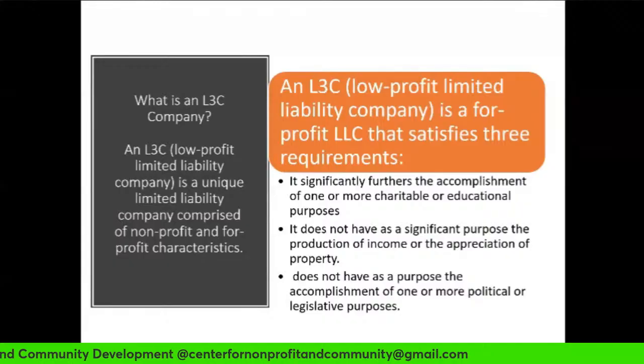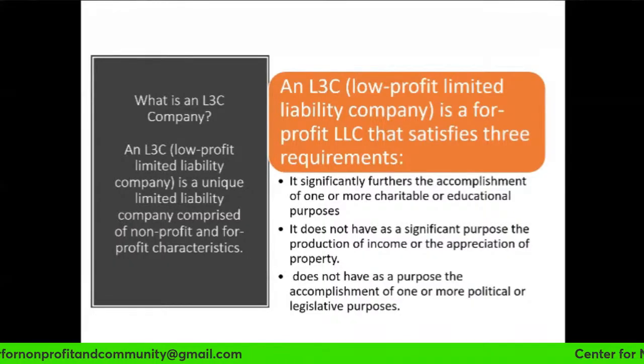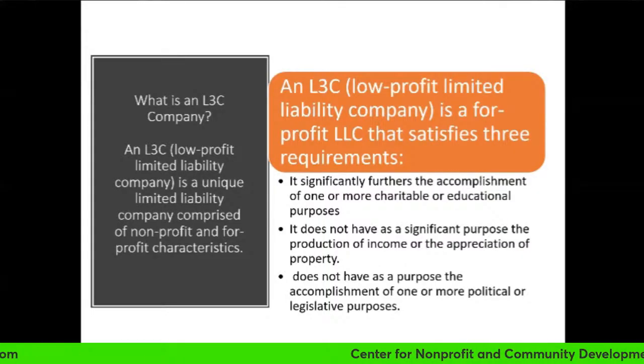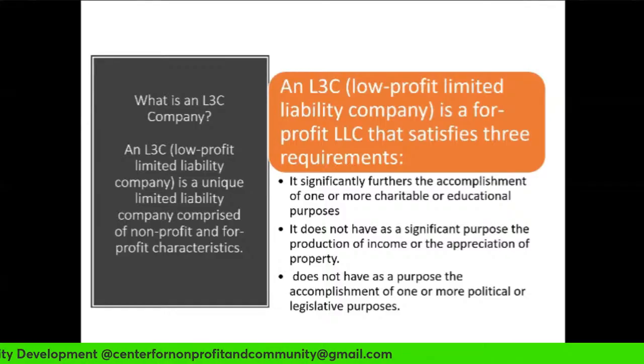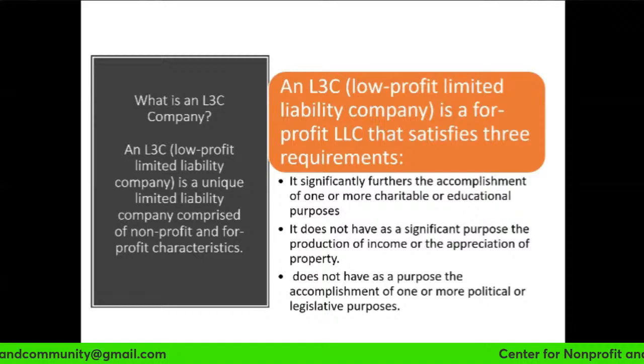Another type of limited liability company is called an L3C. An L3C is a combination of a nonprofit and a for-profit. It's called a low-profit limited liability company. However, currently they're only isolated to about 10 or maybe 12 states.